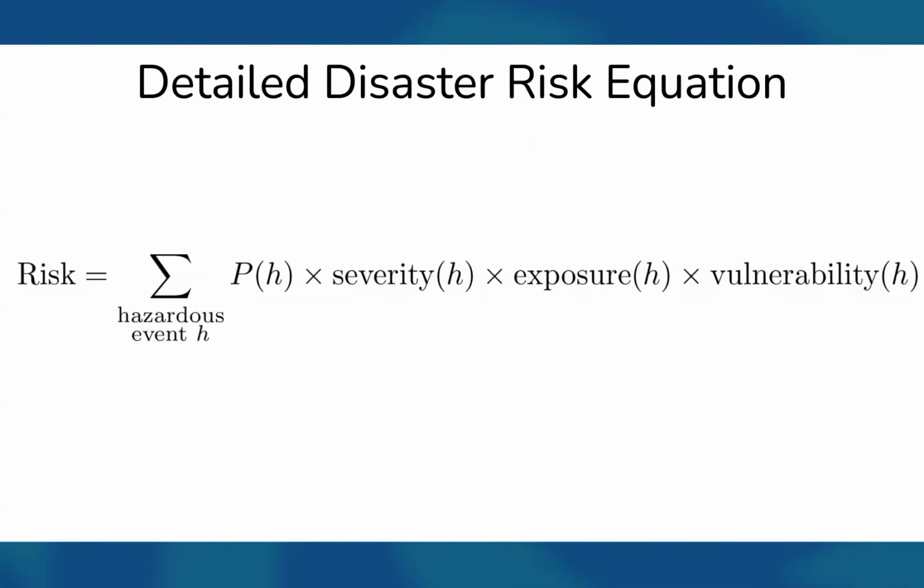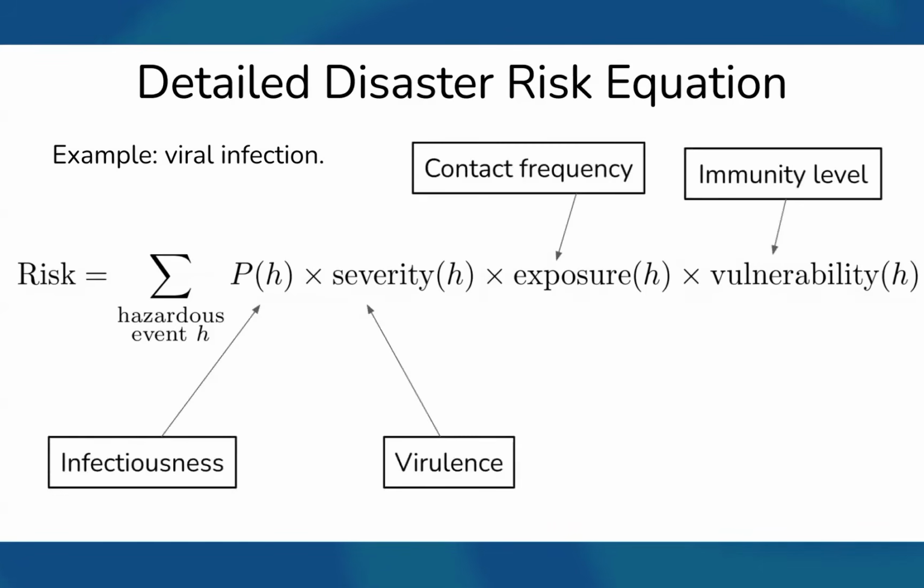Let's look at a concrete example. If we have a hazardous event H, that big Greek symbol is the summation symbol, so it just means that we're going to add over all hazardous events H. We could consider if the hazard is a specific virus or if there are many different types of virus. The risk of me being infected with a virus would mean that I'm going to sum over all the different viruses. What's the infectiousness and the virulence of the hazard of that virus? What's my contact frequency with that virus? That's my exposure to it. And what is my immunity level?